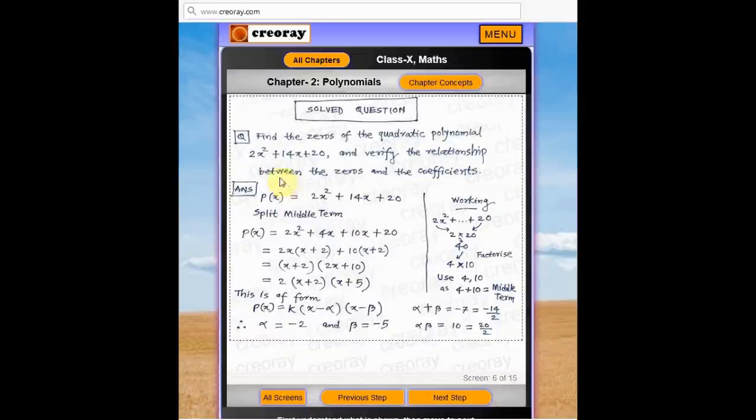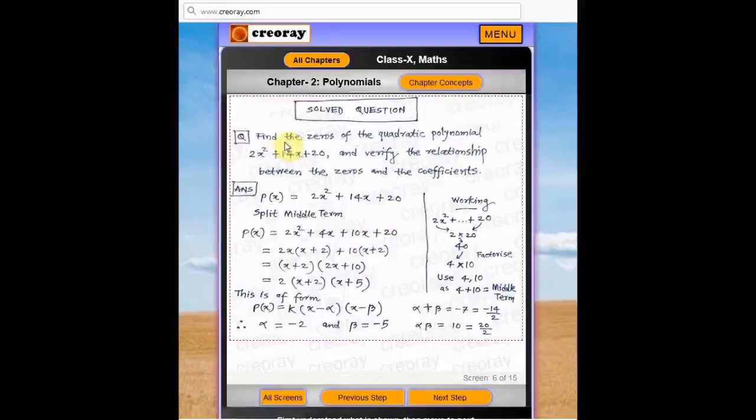Now see, p of x is 2x square plus 14x plus 20. Directly you can find alpha plus beta, that is minus b by a, that is minus 14 by 2, that is minus 7. And the product is c by a, 20 by 2, that is 10. Now this will be used during verification, but we still don't know what alpha is and what beta is.